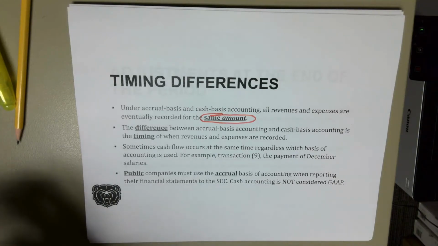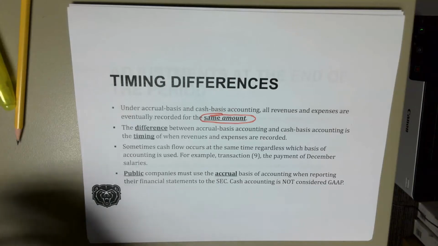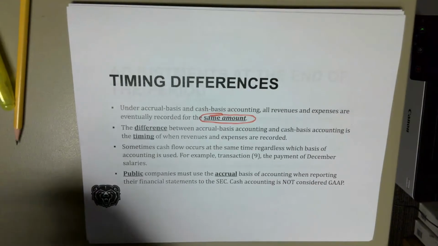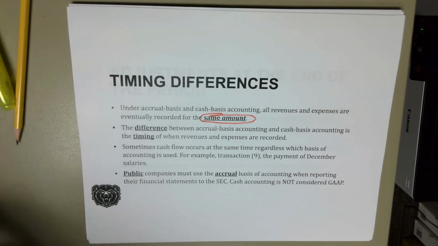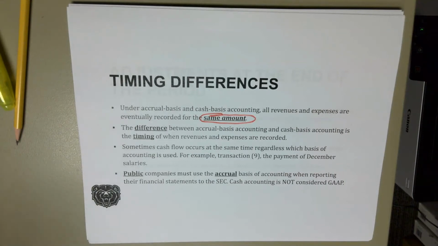However, it's those recordings during that period of time that are going to help show the differences. It's going to help make your financial statements and your journal entries a more accurate, more fair representation of what's actually happening within your operations, right? So the difference between accrual basis accounting and cash basis accounting is the timing of when the revenues and expenses are recorded, right? We saw that earlier in the last video when we talked about, I think, transaction 7.